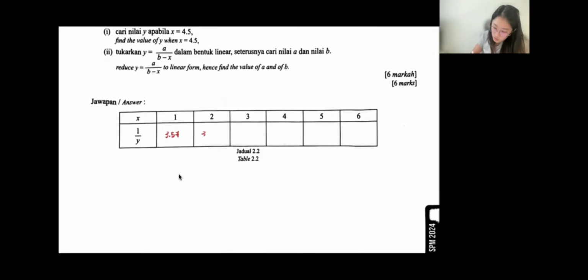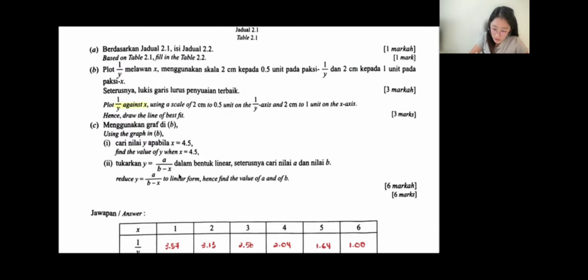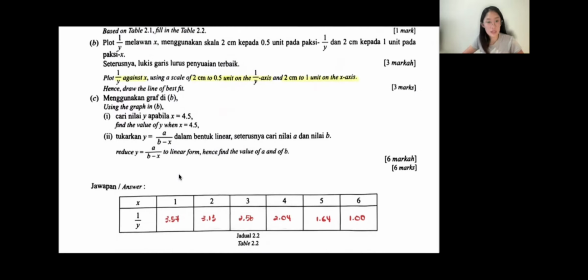So over here, you will get 3.13, 2.56, 2.04, number 5, 1.64, and number 6 is 1.00. 2 decimal places enough already. 1 mark here. Then you will need to plot. Plot 1 over y against x using a scale of 2 cm to 0.5 unit on the vertical axis, 2 cm to 1 on the horizontal axis. Draw the line of best fit.